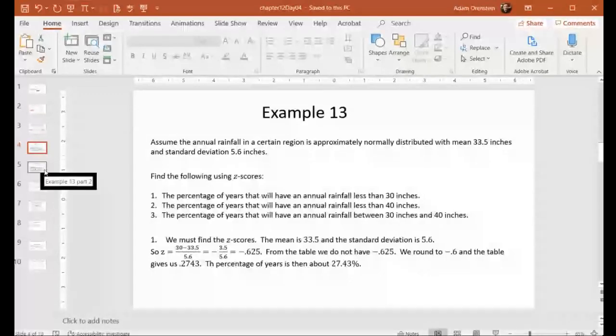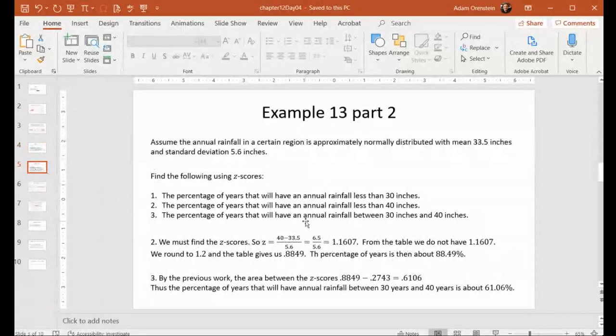Now that was less than 30. For the percentage of years less than 40, in that case, it's the same idea, except now instead of 30, we're going to use 40. We have to get the z-score for 40. That's what we have to do. Yeah, they can see it. Okay, so again, we do the calculation.